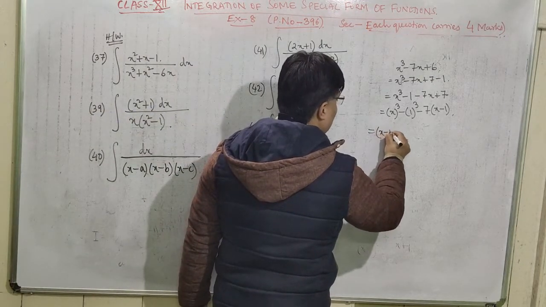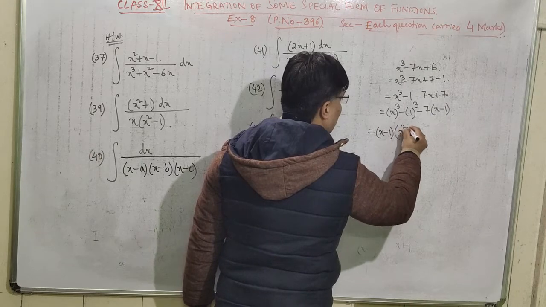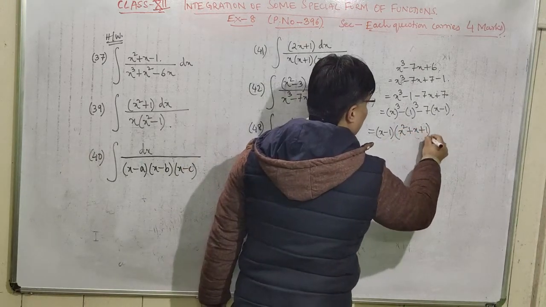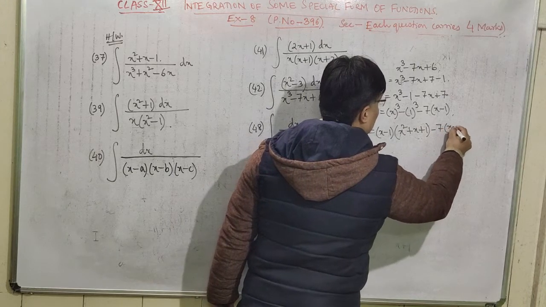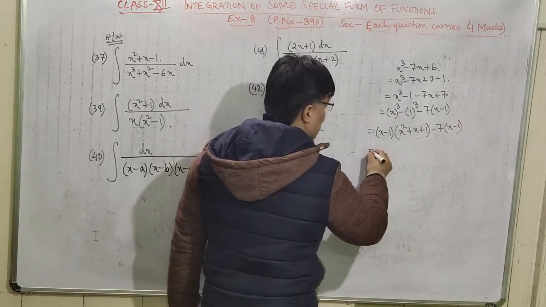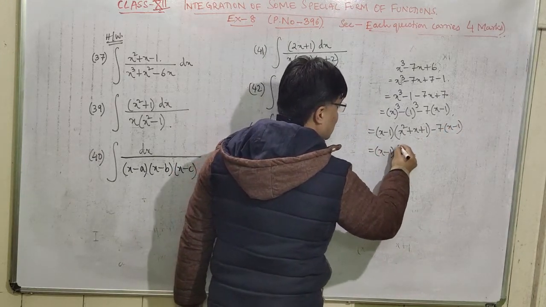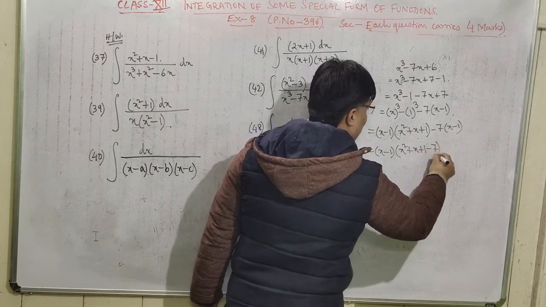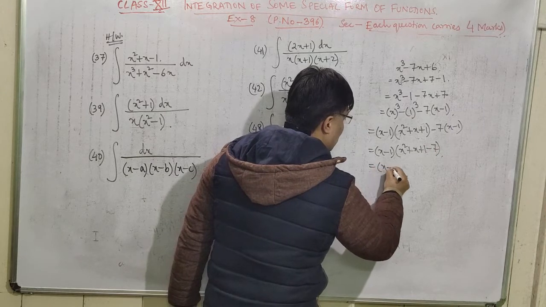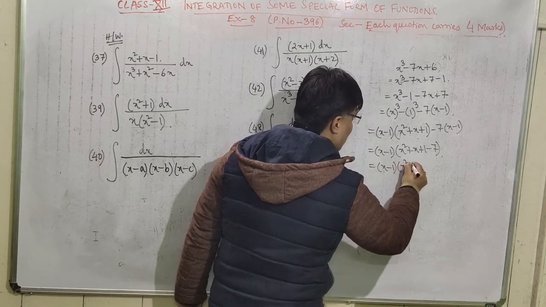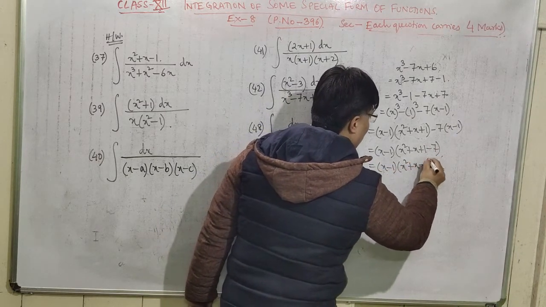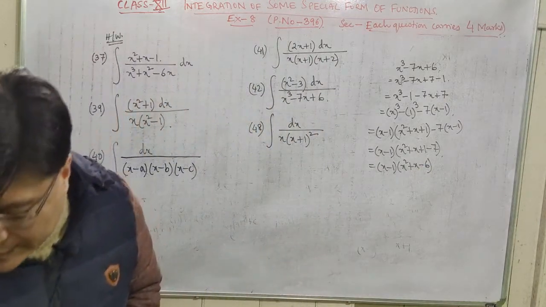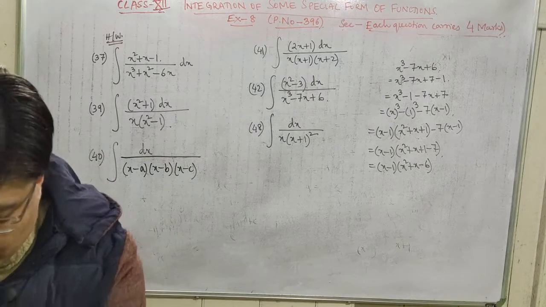So this will be x minus 1 into, what is a whole square? x square plus ab, which is x into 1, is x, plus b whole square is 1. Then minus 7 into x minus 1. Right? So what is common here? x minus 1 is taken common. So it is x minus 1 into x square plus x plus 1 minus 7, which is x minus 1 into x square plus x minus 6. Right? So plus 1 minus 7 is minus 6. So I think you have understood it.